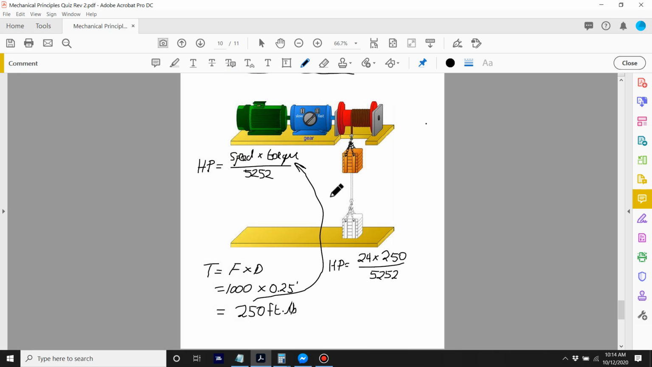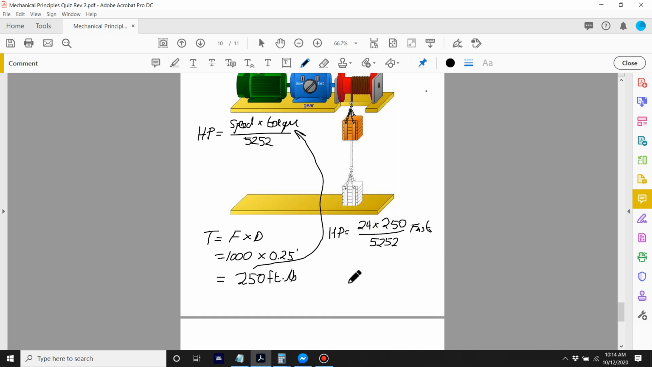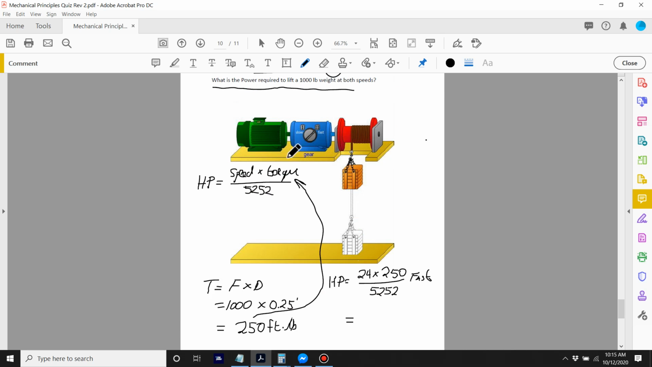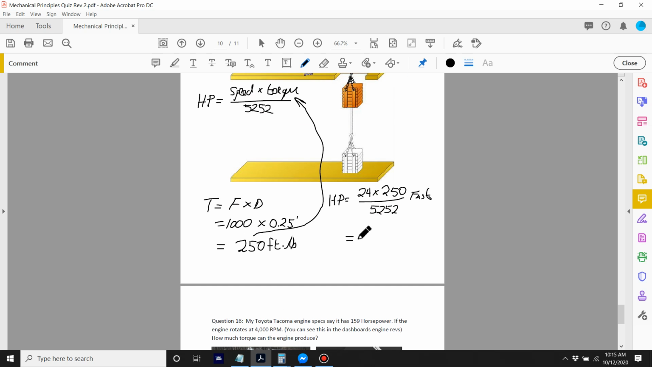Now, I can do this equation again. That's at the fast speed. I know I can just divide that number by 2 and it will work out, but let's just do it. It's equal to, now the low speed is 12 RPM multiplied by 250 divided by 52, 52, and it should be roughly about a half. Now this is going to be the slow example, at a slow speed.